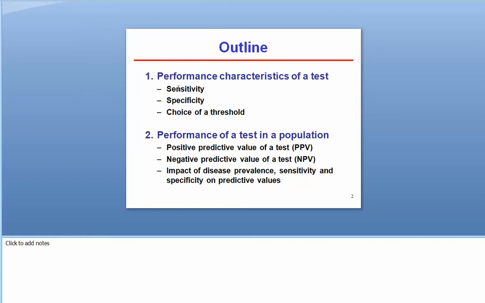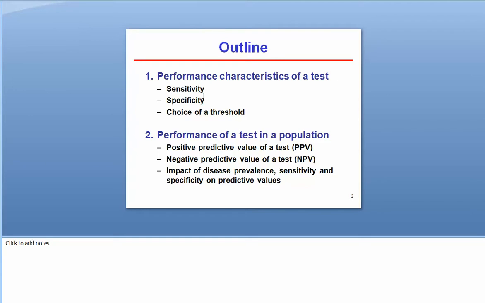First of all, performance characteristics of a test. Test means like a medical test. Nowadays you have tests for something called HbA1c, like for diabetes. Then you have pregnancy tests. Then you have tests for different kinds of cancer, like PSA for prostate cancer. Once you're given a test, there are certain performance measures that you use to see how effective the test is.